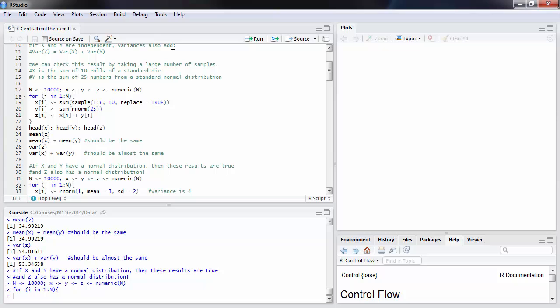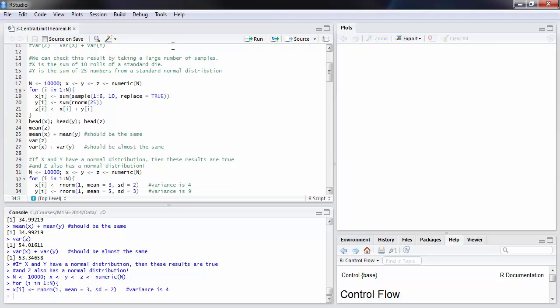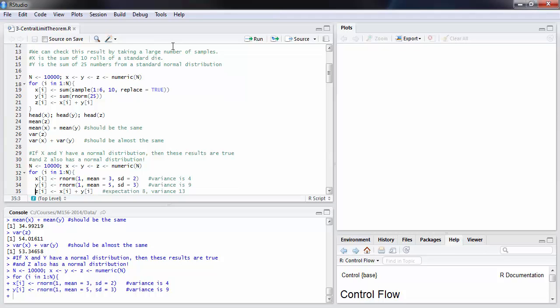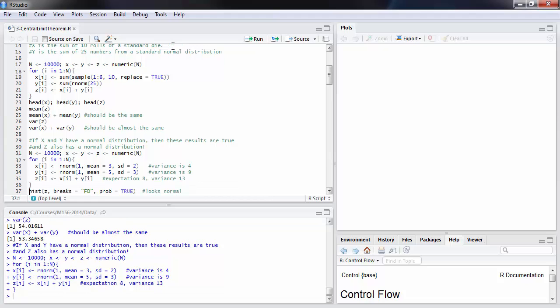So we'll do the same simulation, except that this time x will be a sample from a normal distribution with a mean of 3 and a standard deviation of 2. That means the variance is 2 squared or 4. Y will be a single sample from a normal distribution with a mean of 5 and a standard deviation of 3. And z will be the sum of the two things. That will have an expectation of 3 plus 5 or 8. And my claim is that we'll have a variance of 4 plus 9 or 13. Let's see if my claim is correct.